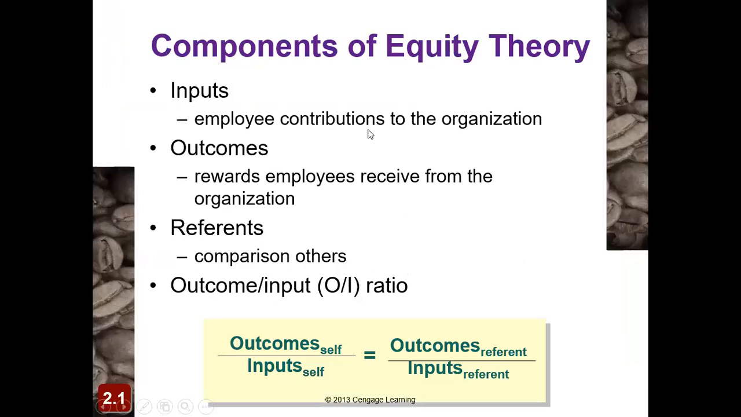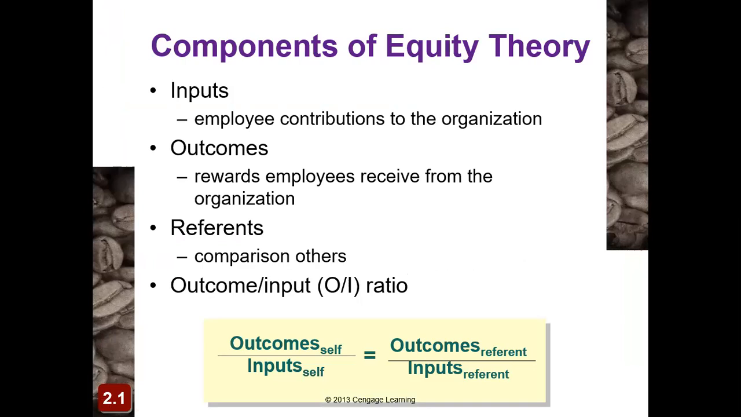There are some components of what we call equity theory, which means that we take a look at the input and the output and see how that ratio works. Basically, there are three things going on: the input, outcomes, and a reference point, which means reference. And basically, all that means is a comparison to others, right?